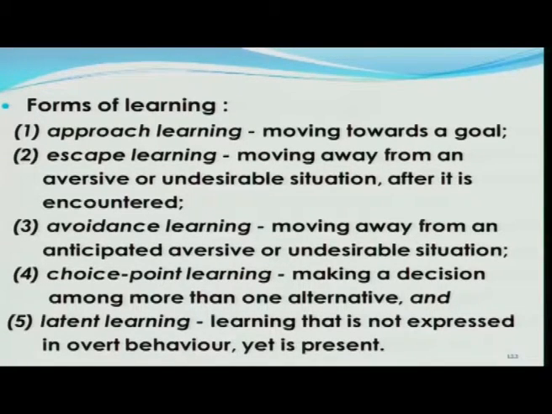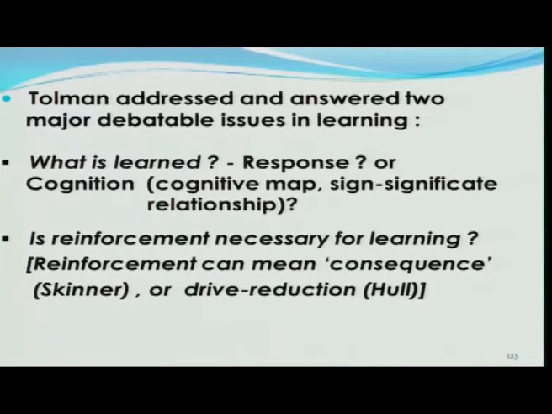And finally, the fifth form, once again, that made Tolman famous was the idea of latent learning. That is, learning that is not expressed in overt behavior and yet is actually present. Tolman addressed and answered two major debatable issues in learning.